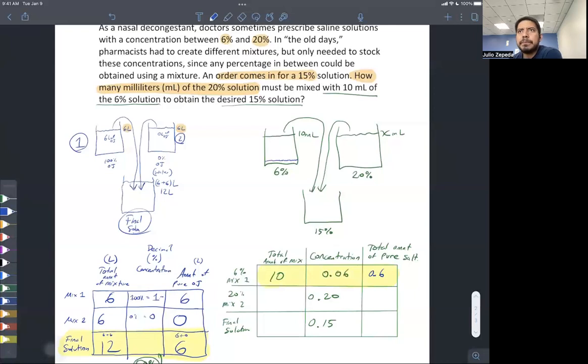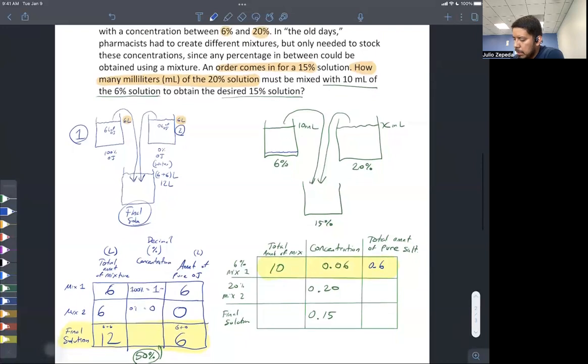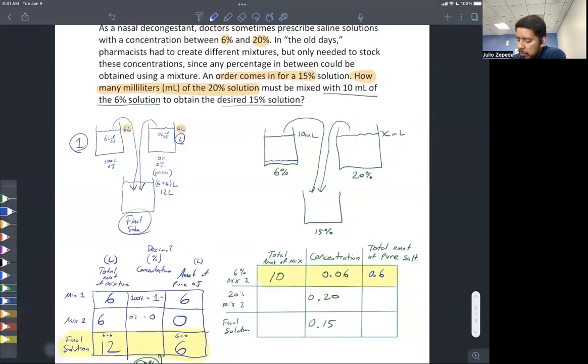Okay. Next. Our 20% solution. That's what we don't know, right? The question was how many milliliters of the 20% solution must be mixed? So that's what we don't know, and that's this quantity here. So I'll just put an X there.